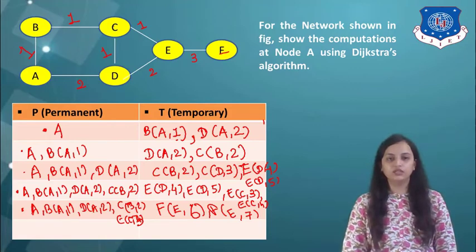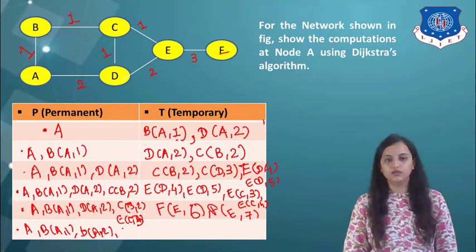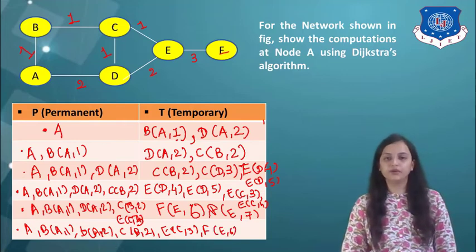So we need to write it down on the permanent node side, which is A, BA1, DA2, CB2, EC3 and FE6. Okay. Now all the nodes are shifted on the permanent side. So we need to write down temporary side null. That means the procedure is completed over here. So this is how the procedure of finding the shortest path is done using Dijkstra's algorithm.